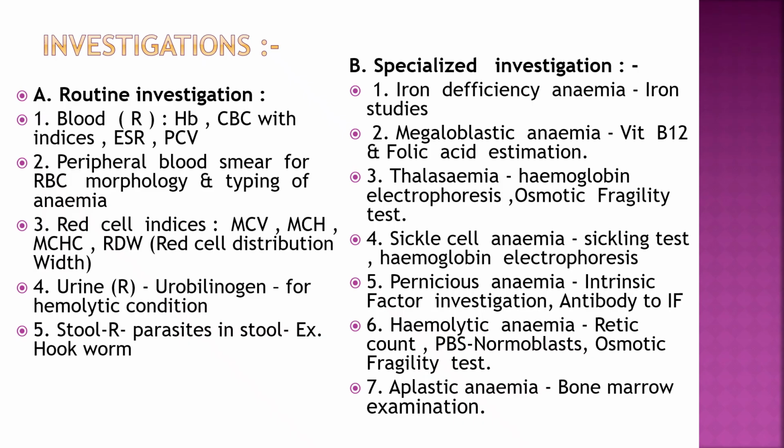Hemolytic anemia: retic count, in peripheral blood smear normoblasts can be seen, and osmotic fragility test. Aplastic anemia: bone marrow examination to rule out aplasia, that is pancytopenia. So these are all specialized investigations for typing of anemia so that we can give specific treatment to the patient.